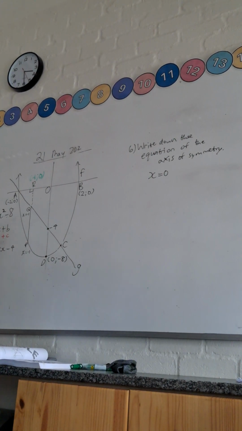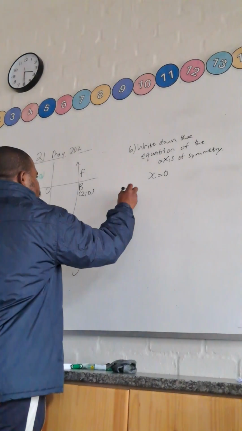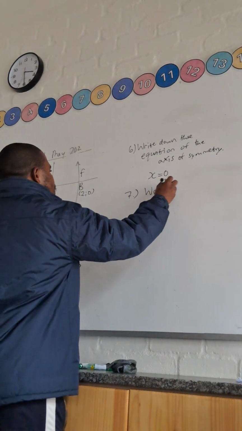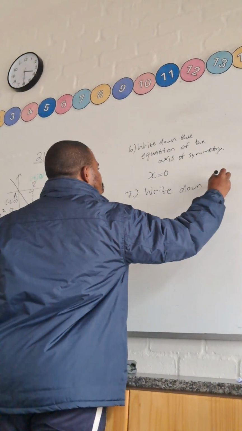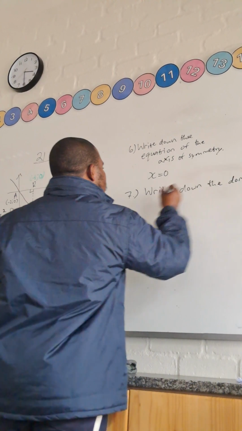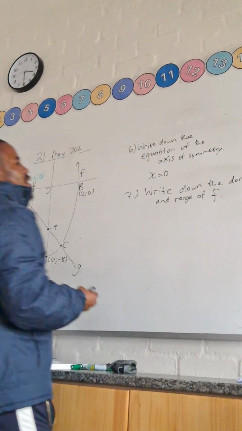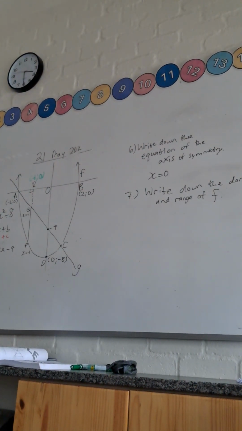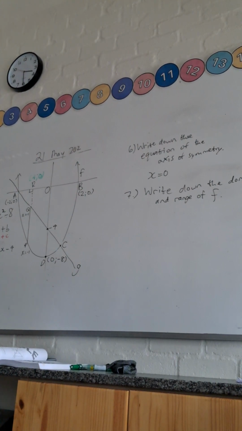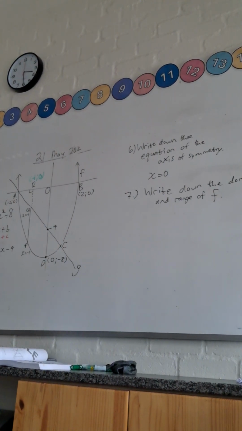This one should go a bit quicker. That's done. Number 7. Write down the domain and range of F. I forgot how to do domain and range. F is a parabola. G is a straight line. Okay, write down the domain of F.